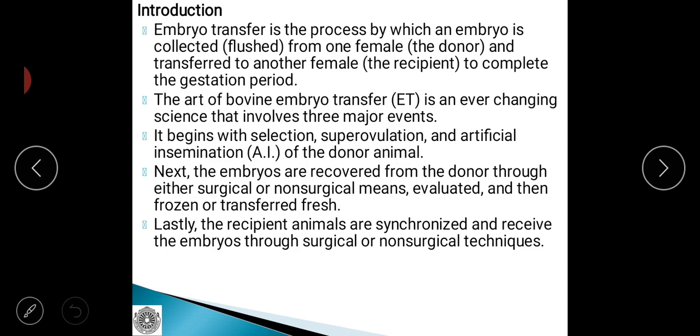The art of bovine embryo transfer is an ever-changing science that involves three major events. It begins with the selection, superovulation, and artificial insemination of the donor animal. Next, the embryos are recovered from the donor through either surgical or non-surgical means, evaluated, and then frozen or transferred fresh. Lastly, the recipient animals are synchronized and receive the embryos through surgical or non-surgical techniques.